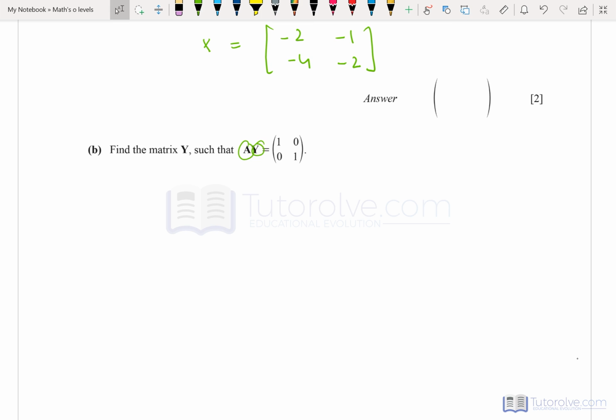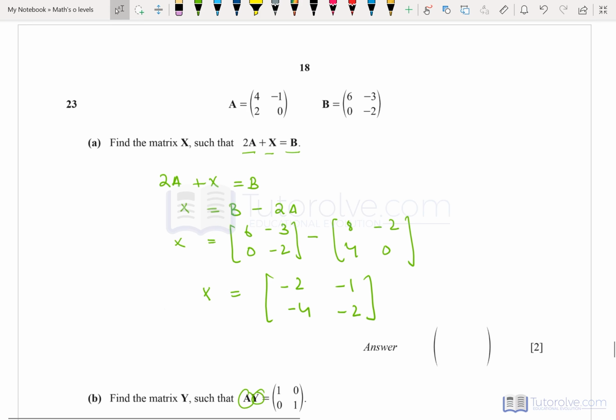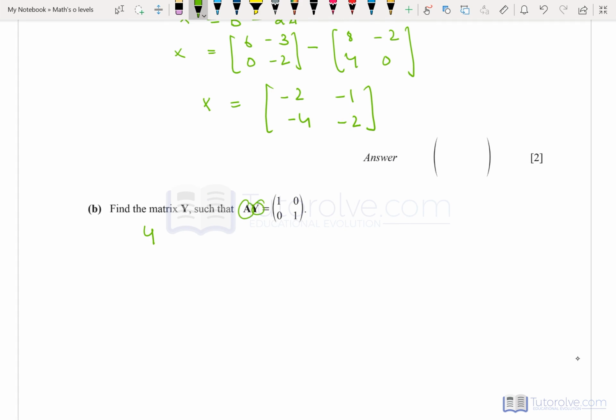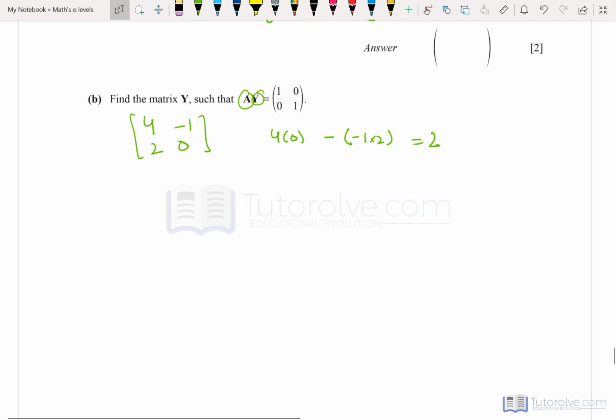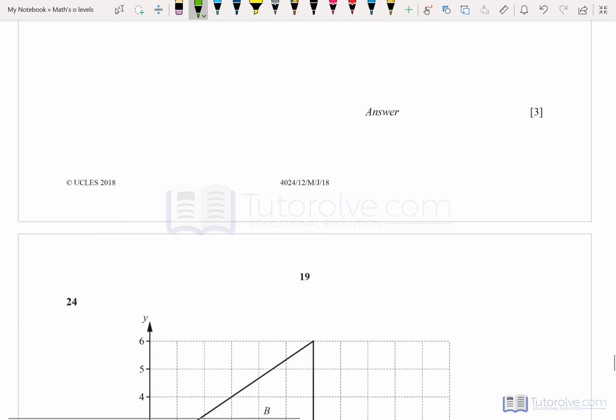So basically, you had matrix A, which was 4, minus 1, 2, 0. So you need to find the determinant first, which would be 4 into 0 minus 1 into 2, which gives you 2. So to set up the inverse of the matrix, you have 1 over 2, the reciprocal of the determinant, and you shift the two numbers here, and you change the signs of these two numbers. So basically, this is your matrix Y.